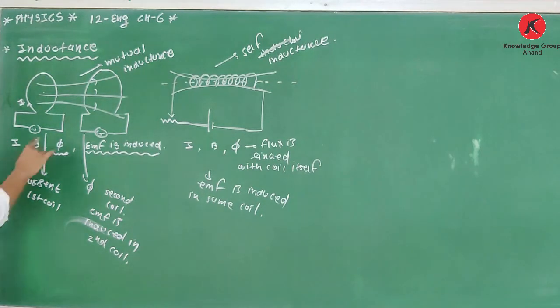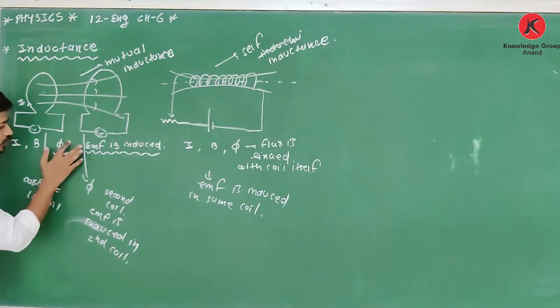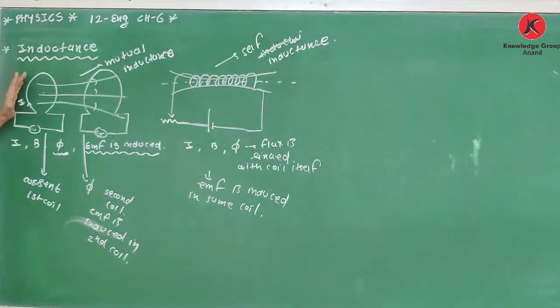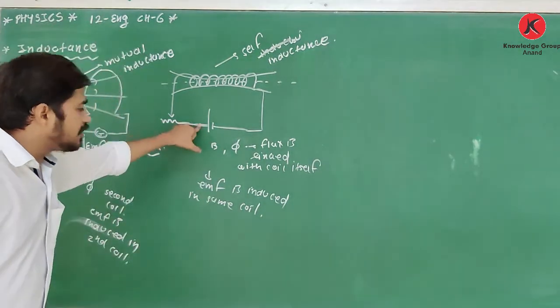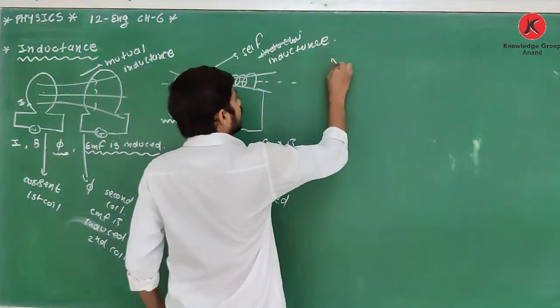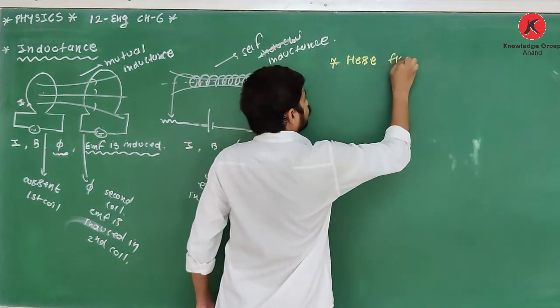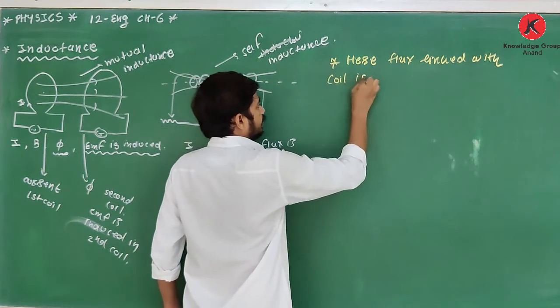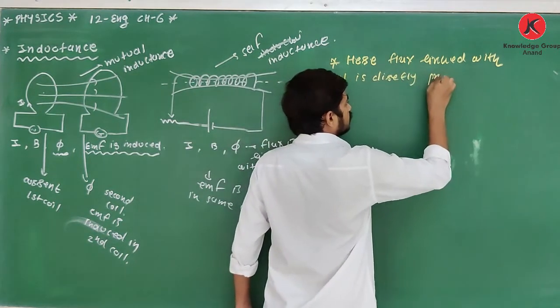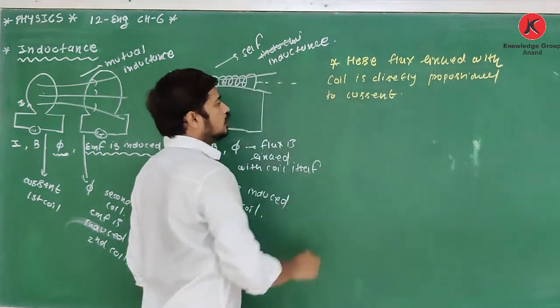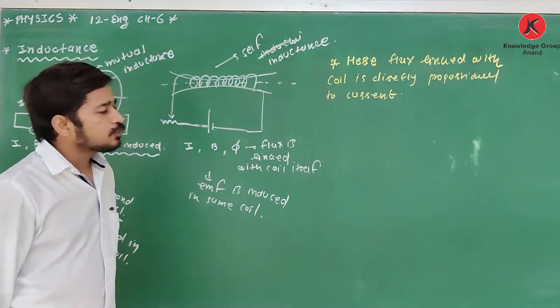And see, if you understand, in these two cases, the total flux linked with the coil depends on I, because current is flowing, due to that a magnetic field is produced, and due to that flux is linked with the coil itself, in this case, or with another coil. Clear here? So now how to write? Here, flux linked with the coil is directly proportional to current.